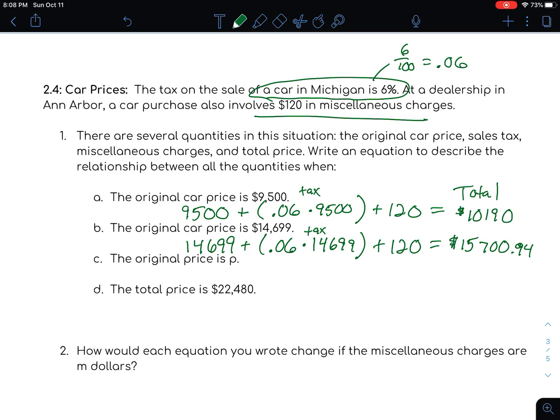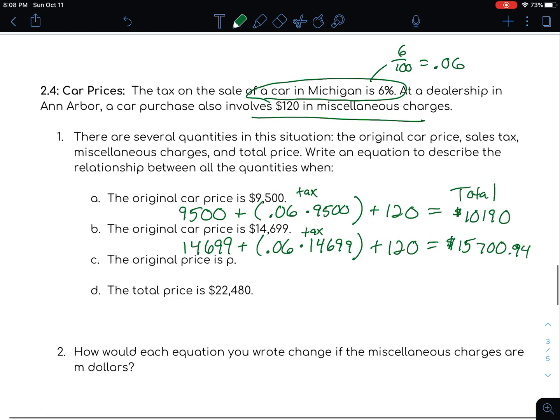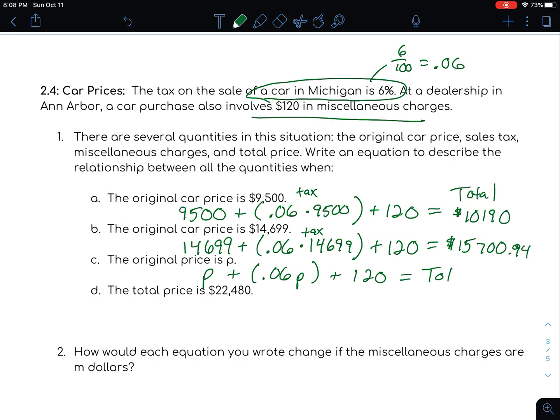All right, you can kind of see where this is going with this problem, kind of like what we did in the previous problems with the blueberries. What if the original price is P? Now we can represent that 14,699 or that original price with P, but the tax is still 6%, so 0.06 times P. By the way, when you put the variable next to the number, we know they're being multiplied, so we can put that there. In fact, we don't even need to put the parentheses in here because order of operations does multiply before it adds or subtracts. We are adding the $120.